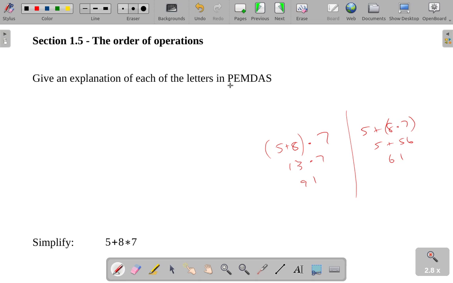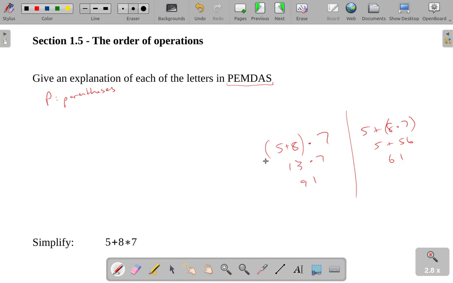To help you remember the order of operations, we often use PEMDAS, P-E-M-D-A-S, and each of these letters stands for a part, something that you see in one of these expressions. So P stands for parentheses.